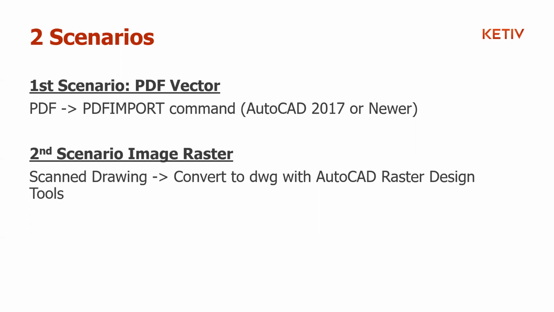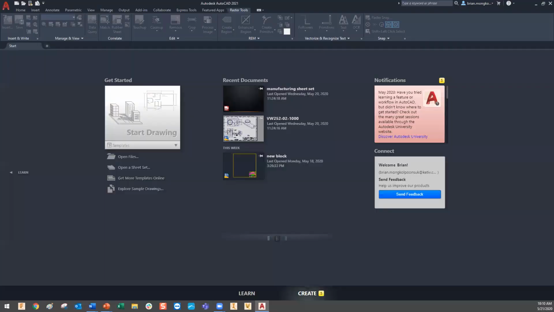Second scenario would be taking scanned data. I actually used my own printer at home here and scanned a layout that I had for AutoCAD and converting that back into DWG file formats and objects and lines and things like that. And we'll be diving into the raster design tools inside of AutoCAD to take advantage of that. So we'll go ahead and get right into it. We're in AutoCAD 2021.